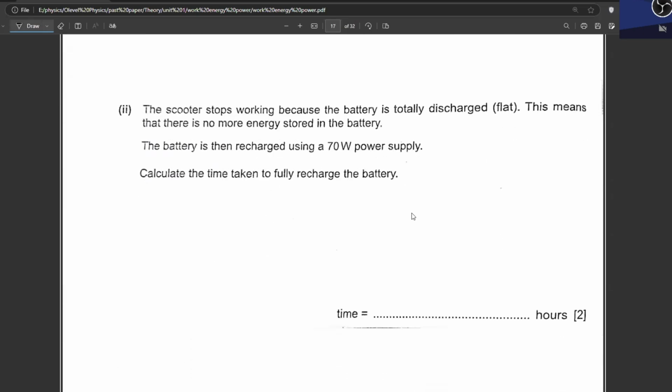The scooter stops working when the battery is totally discharged. This means that there is no more energy stored in the battery. The battery is then recharged using a 70 volts power supply. Calculate the time taken to fully recharge the battery. We know power is equal to energy over time. Let's make time the subject. Time is equal to energy over power. What was your energy? 0.35 kilowatt hour.